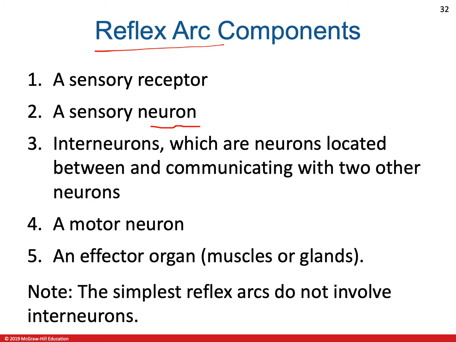The motor neuron and the effector organs. Effector organs can be a muscle or gland. Okay? So the simplest reflex arc does not involve the interneuron. The interneuron is located, again, in the spinal cord.